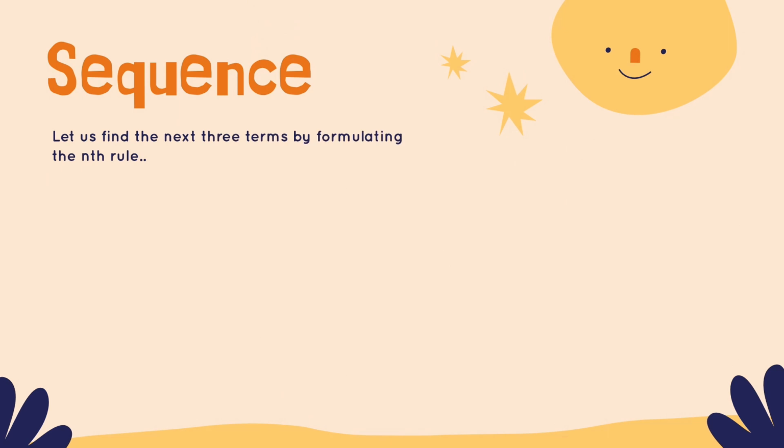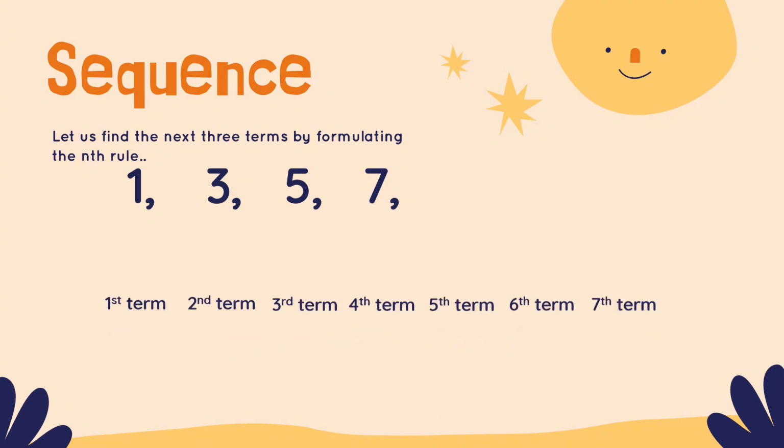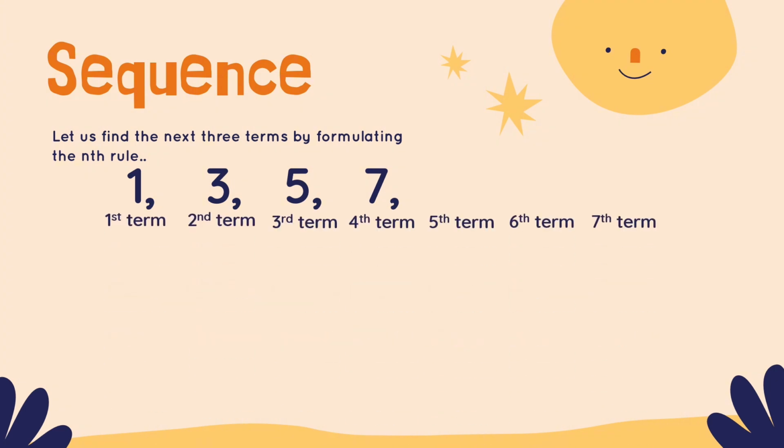So this time, let us use the formula 2n minus 1 to get the next three terms of the sequence. 1, 3, 5, 7. Again, first term, second term, third term, fourth term, and we don't know the fifth term, the sixth term, and the seventh term. So let us use 2 times n minus 1. So let's substitute n by 5, by 6, and by 7.